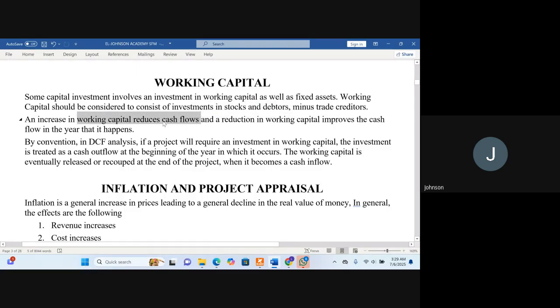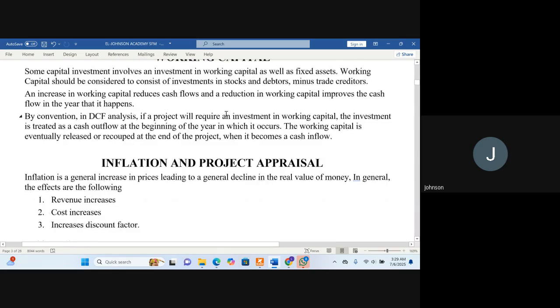There's a cash flow you have in your bank. Maybe you have 50 million in your bank. But because the project is still requiring additional funds, it will therefore reduce your cash flow. For fertilizer, maybe you want to pay 2 million, okay? And you have 50 million in your bank. So that 50 million is going to reduce by the 2 million that you are paying. And then they now say that a reduction in working capital improves the cash flows in the year that it happens.